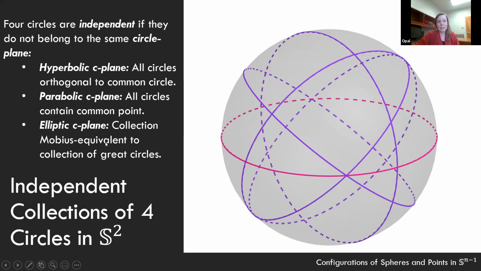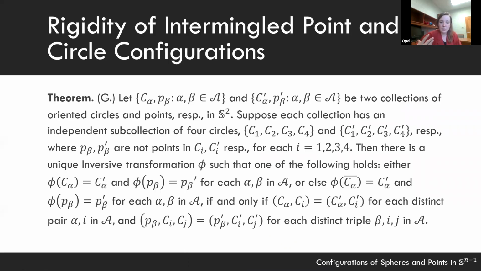I am not allowing hyperbolic C-plane or elliptic C-plane for a collection of four circles. I need a collection of four circles that are independent here. So just to have it on the screen here, here's my theorem. It looks sort of similar. I just wrote it in the version for circles here, though.